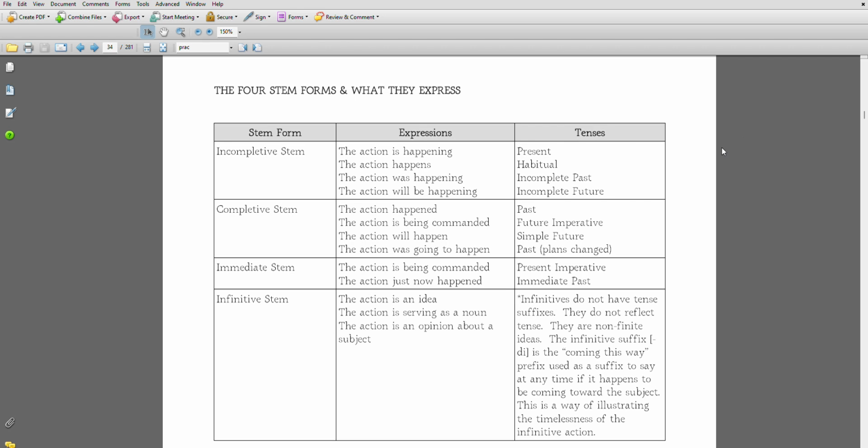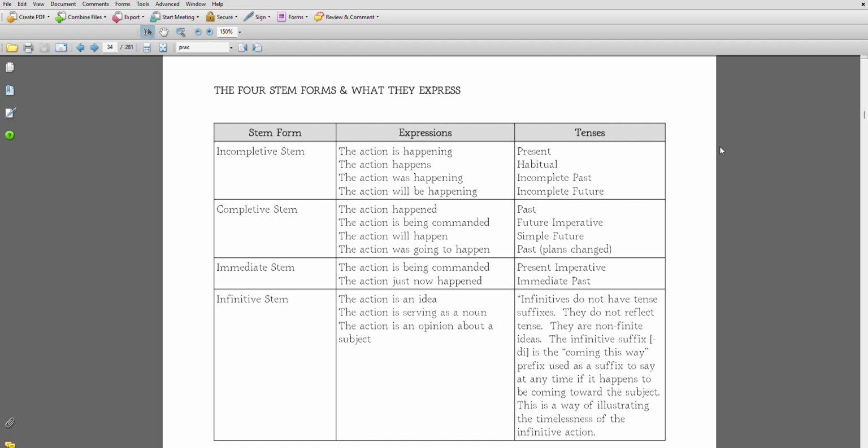The 4 stem forms and what they express. So the expressions of the incompletive stem are: the action is happening, the action happens, the action was happening, or the action will be happening. And those tenses are present, habitual, incompletive past, and incompletive future. The completive stem expresses that the action happened, which is the past tense.